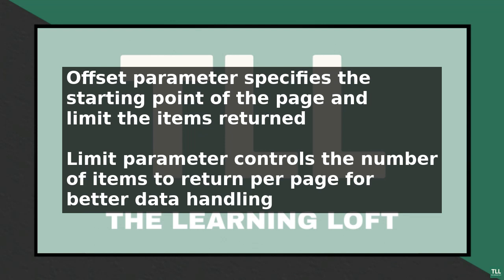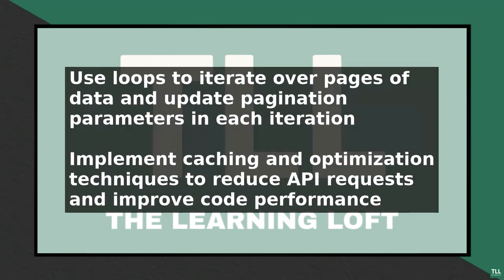Best practices for paginating Bill.com API documentation include using the offset and limit parameters consistently, handling errors and edge cases, and optimizing your code for performance. You should also consider implementing caching or other optimization techniques to reduce the number of requests made to the API.